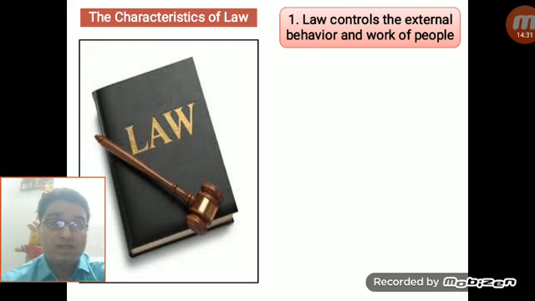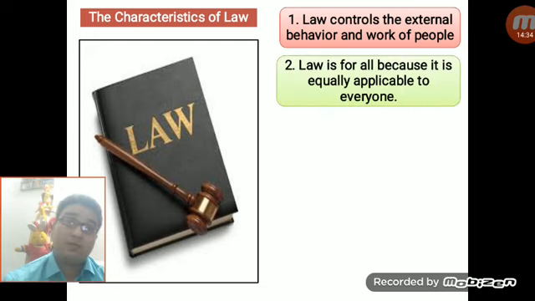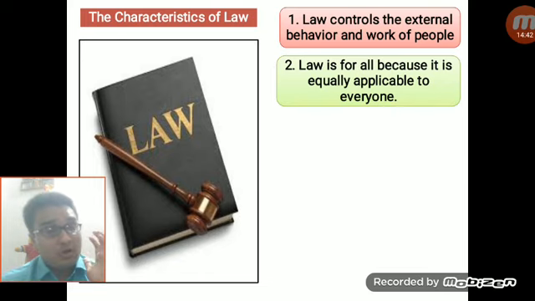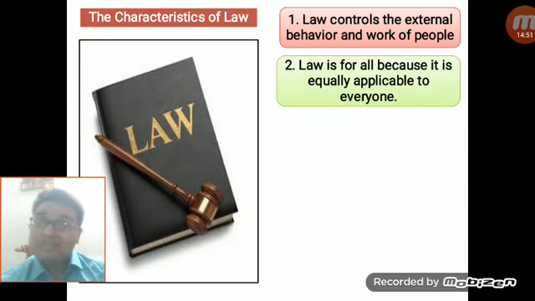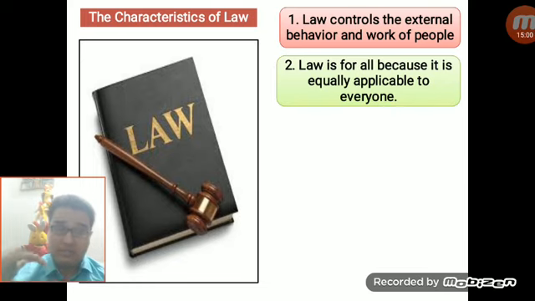Okay, the next characteristic of law is that it is for all, because it is equally applicable to everyone. This is very important. It is said that law is equally applicable to all types of people, and here the sex, the color, the religion of a man will not be counted. A man will get privileges or punishment according to his crime. So this is one of the characteristics of law.